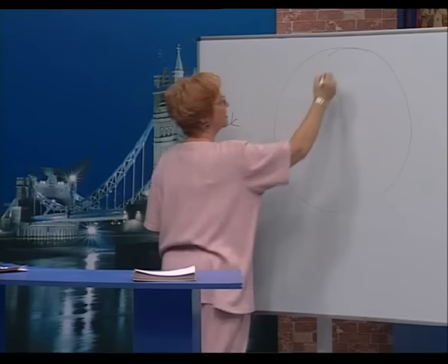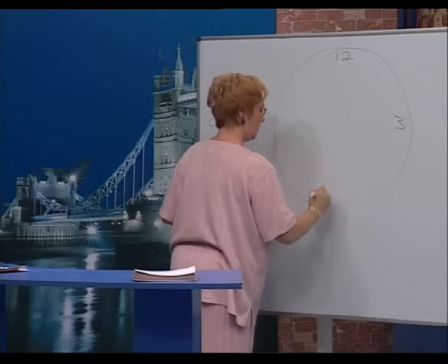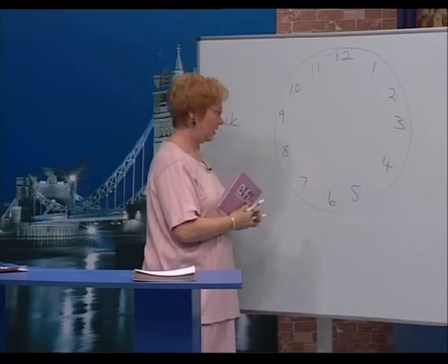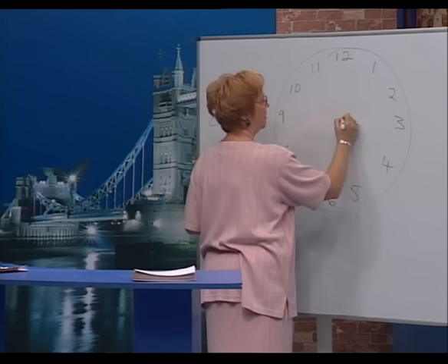Here come the numbers: 12, 3, 6, 9, 1, 2, 4, 5, 7, 8, 10, 11. Okay, so here's our clock. Now, first example, we're going to do it like this.